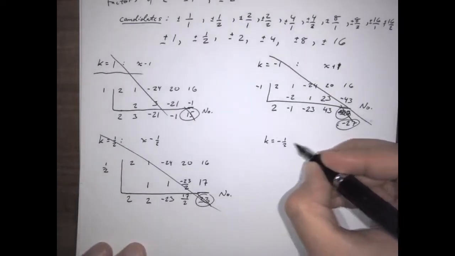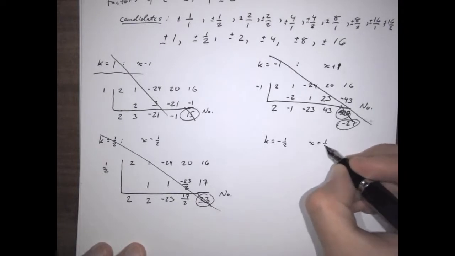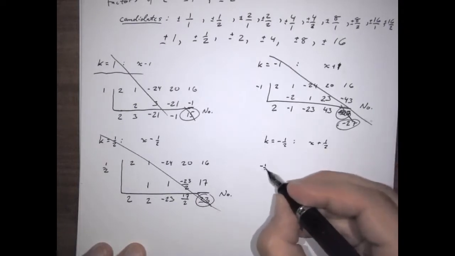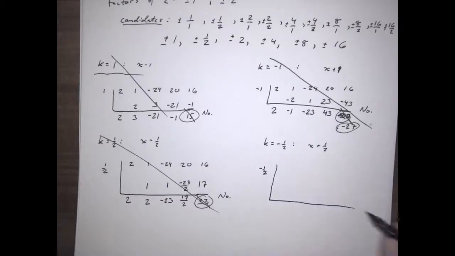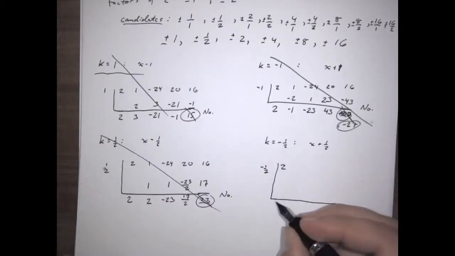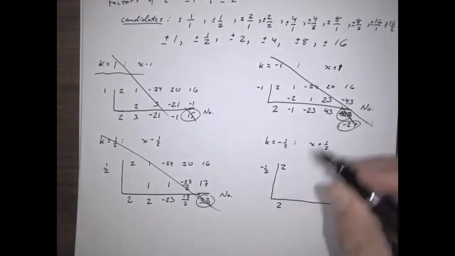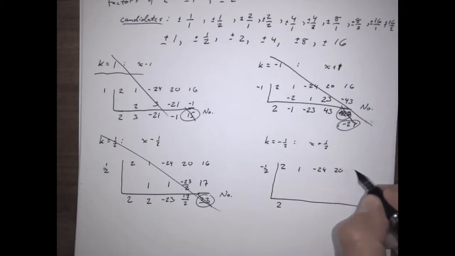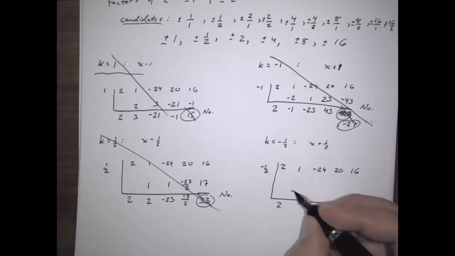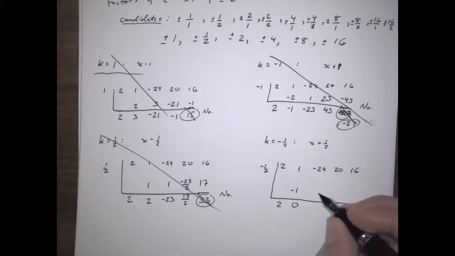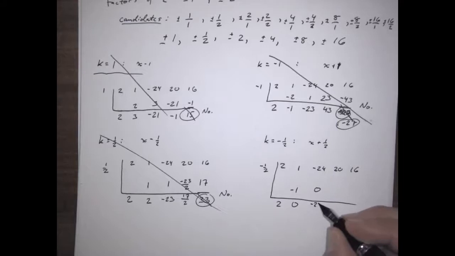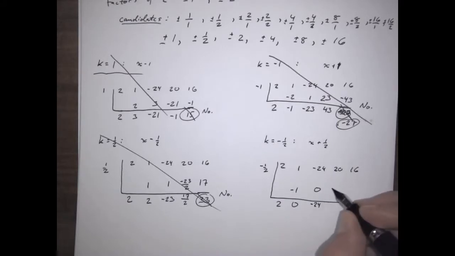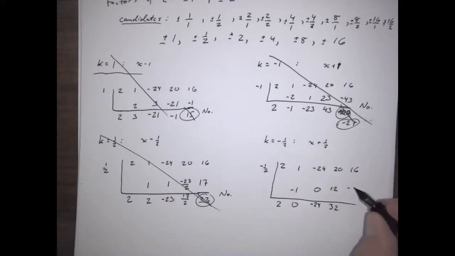Alright, k equals negative 1/2. X plus 1/2 will be the factor. So negative 1/2. Luckily this is the last fraction one, so if this one doesn't pan out, at least the rest of them are not going to involve any fractions. So down comes a 2, multiply. Times 1, negative 24, 20, 16. So multiply makes a negative 1, add makes a 0, multiply makes a 0, add makes negative 24, multiply makes a positive 12, add makes a 32, multiply makes a negative 16, add makes a 0, bingo!